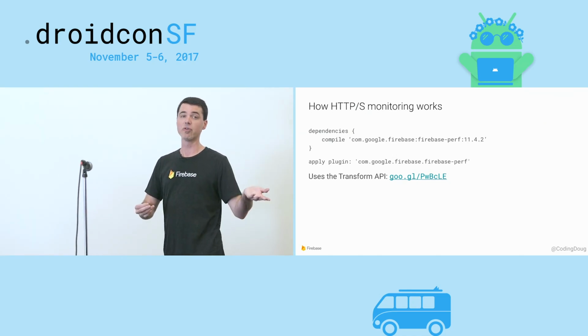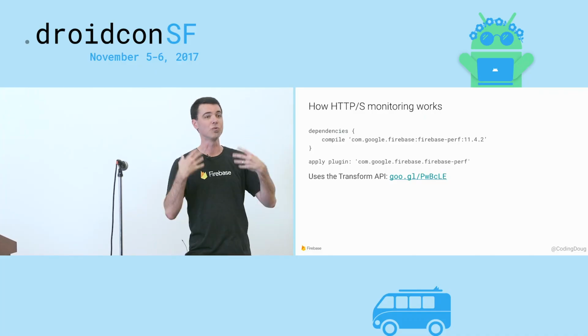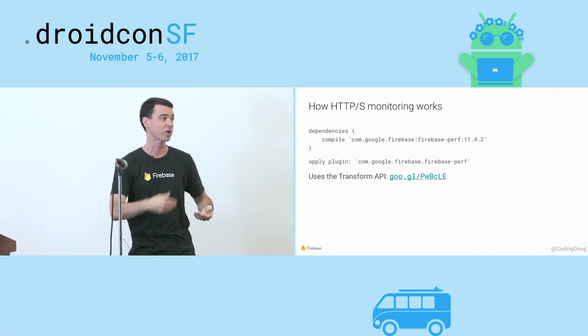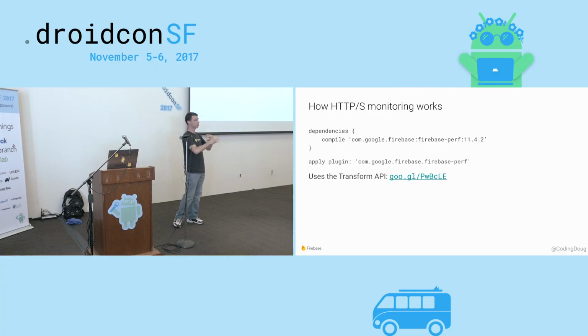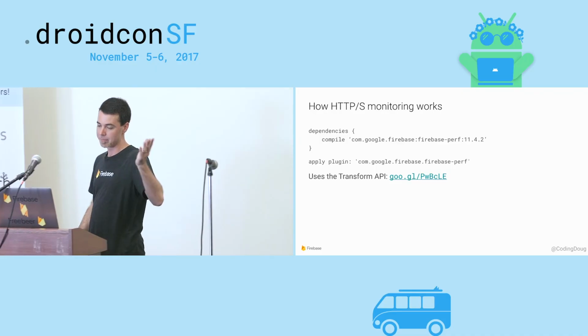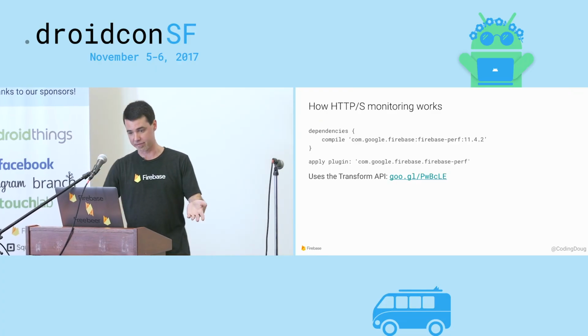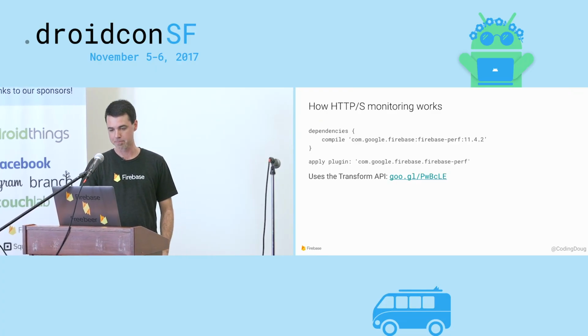What that does is it exposes this thing called a Transform API that lets you listen in on everything that's going on. It'll get passed every jar file and every class file, and it will have an opportunity to rewrite that if it needs to. This is actually how ProGuard works, right? ProGuard is listening in on all the jar files and all the classes. It's figuring out what's used, what's not used, how to compress things. So anyway, Firebase Performance Monitoring is using the Transform API.